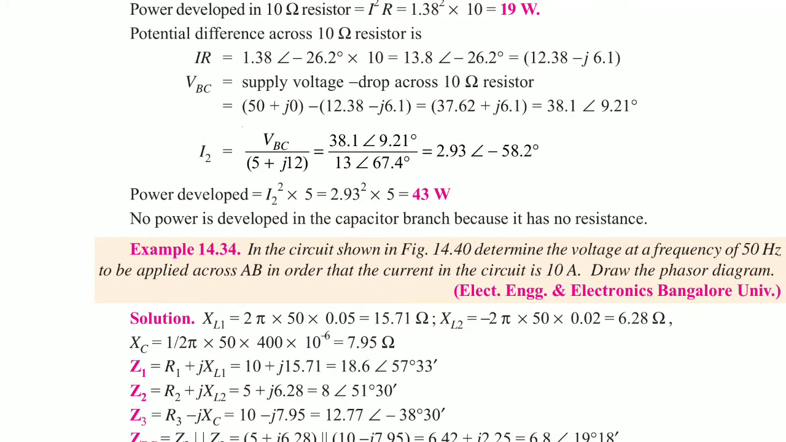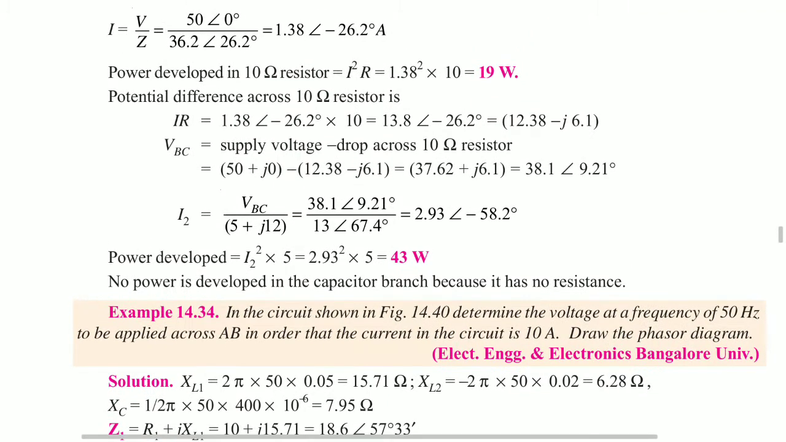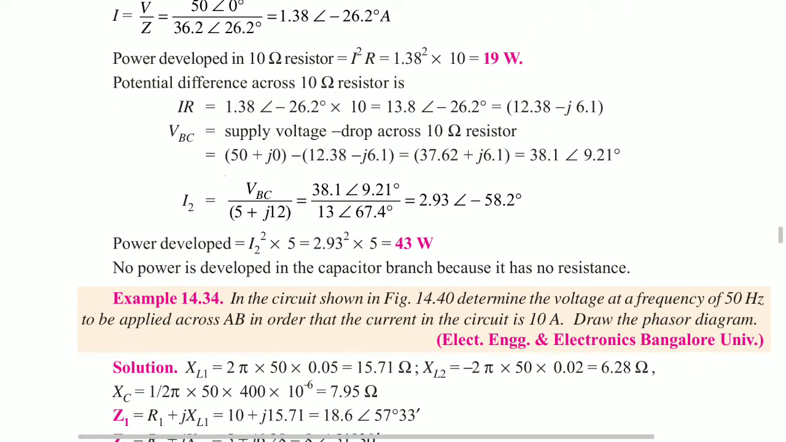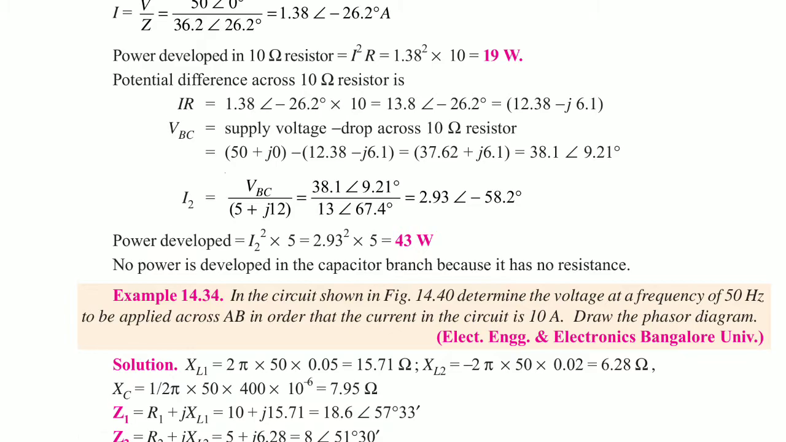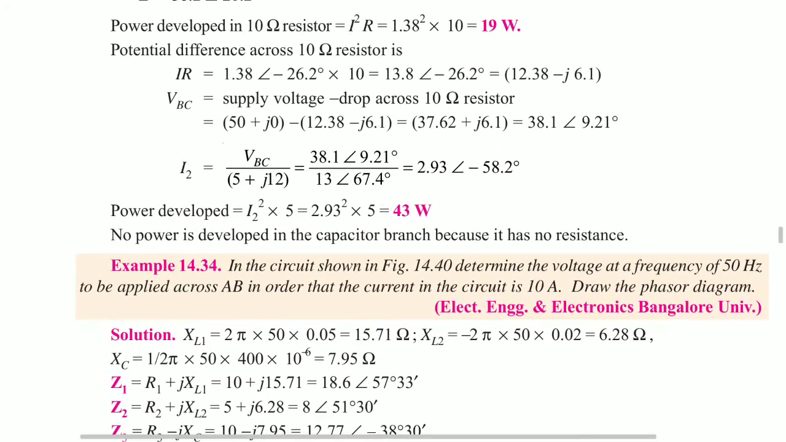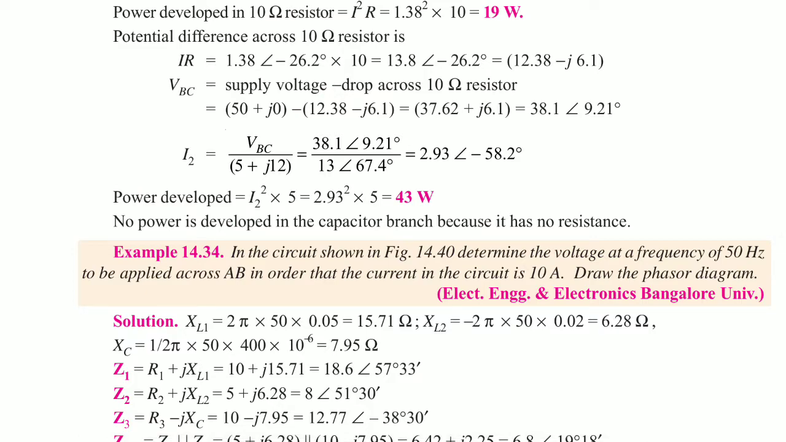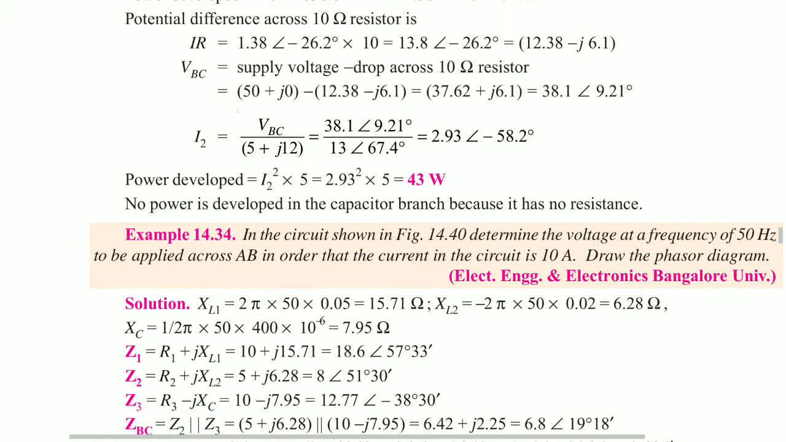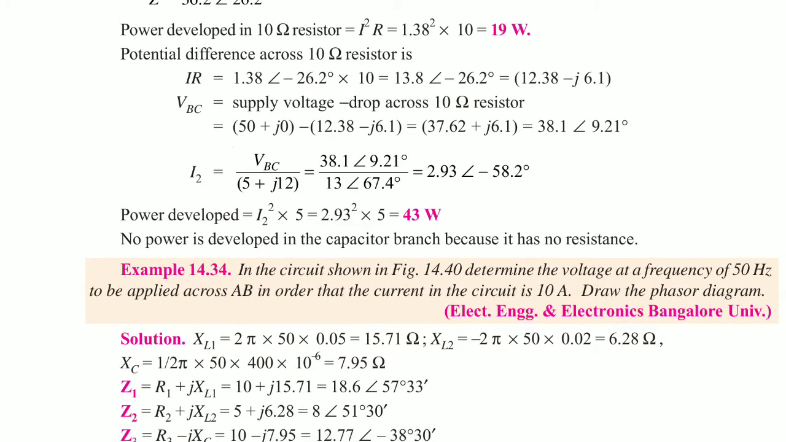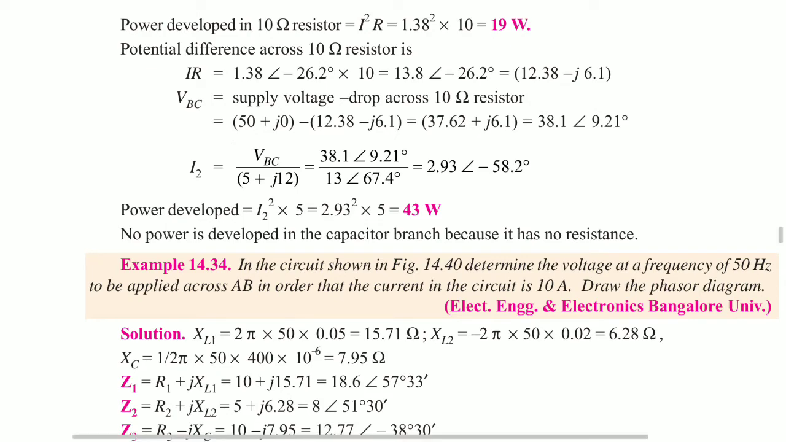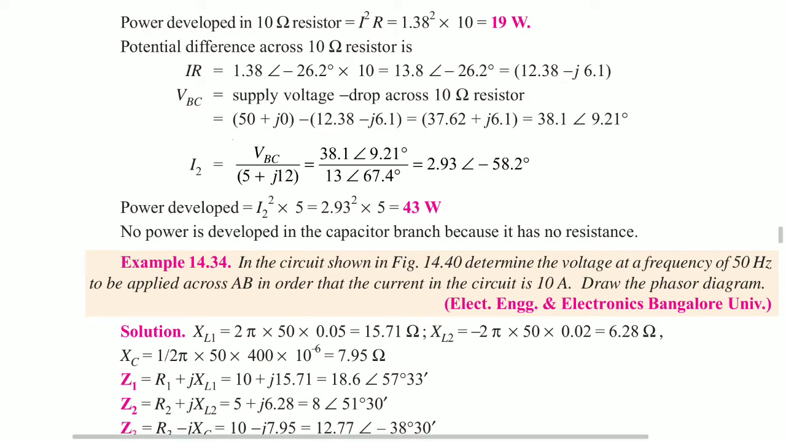Now the voltage across BC is the supply voltage minus the drop across the 10 ohm resistance. So the supply voltage is 50 plus J0 and the drop across the 10 ohm resistance is minus of 12.38 minus J6.1, which gives 37.62 plus J6.1 in rectangular form. In polar form the value is 38.1 angle of 9.21 degrees.